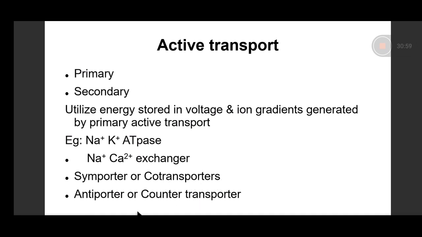An example of this is the sodium potassium 2 chloride pump in the kidneys. An antiporter or counter transporter could be sodium potassium ATPase or sodium calcium exchanger.